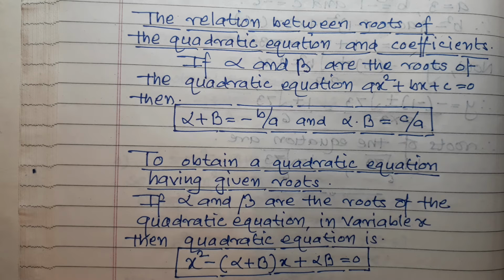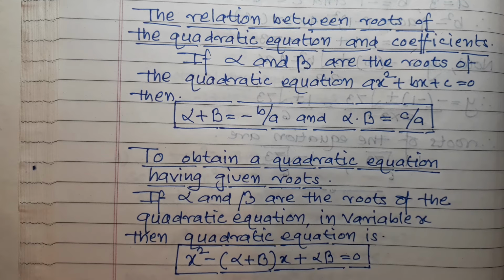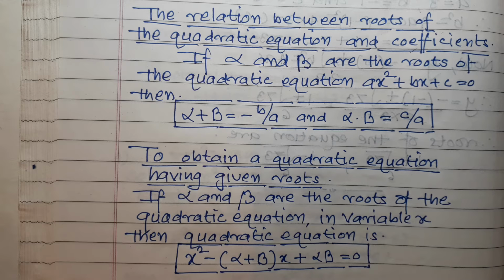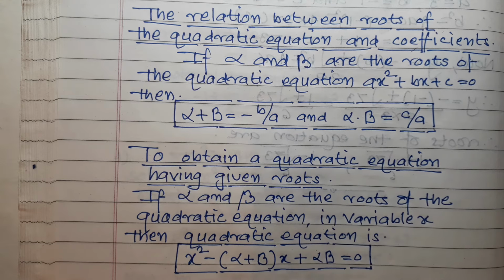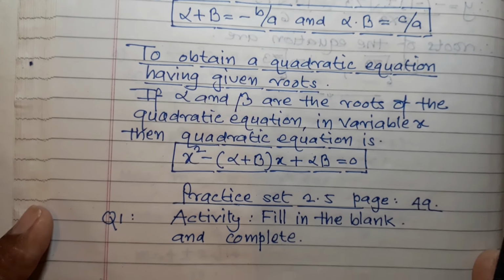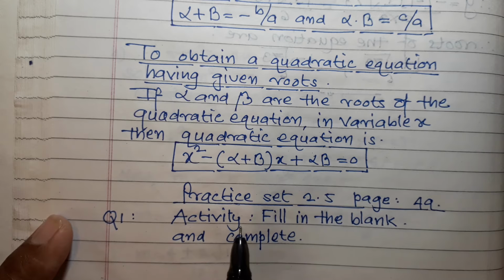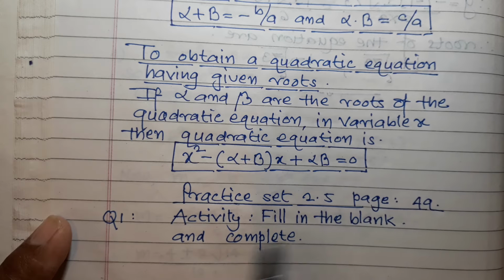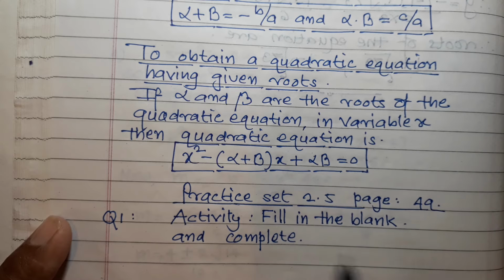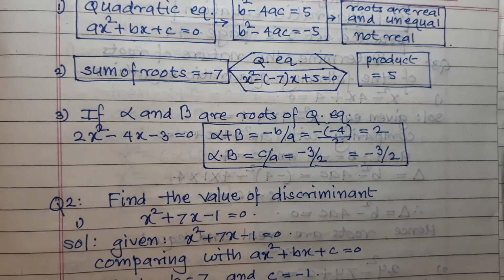Okay, now for more explanation I will solve some examples from practice set 2.5, page number 49. Question number 1. Now one activity is given, fill in the blank and complete. Okay, now we'll try this.